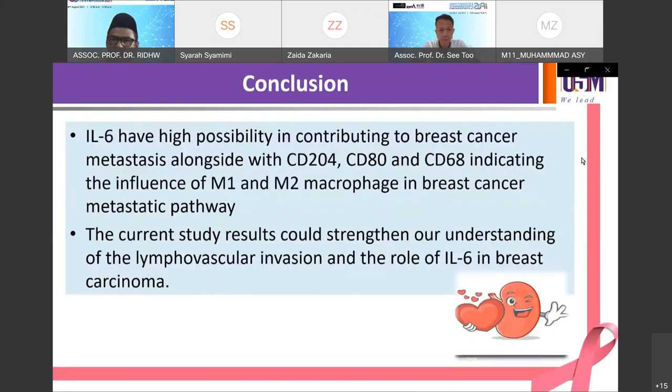In conclusion, IL-6 has high possibility in contributing to breast cancer metastasis alongside CD204, CD80, and CD68, indicating the influence of M1 and M2 macrophage in the breast cancer metastatic pathway. The current study result could strengthen our understanding of the microvascular invasion and the role of IL-6 in breast carcinoma.